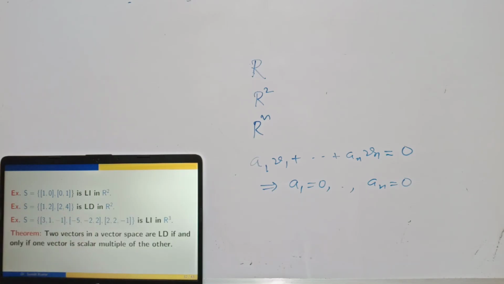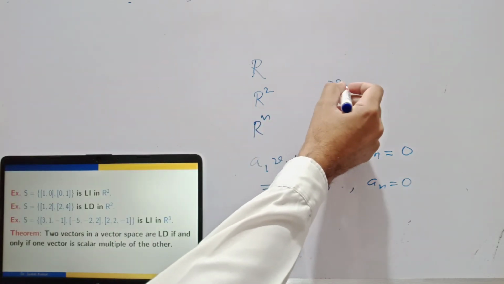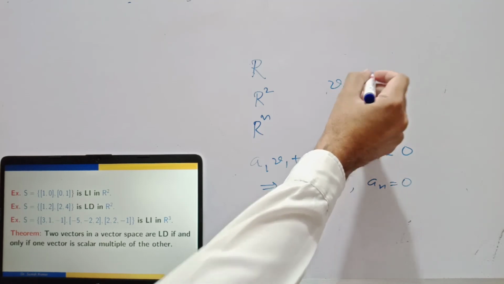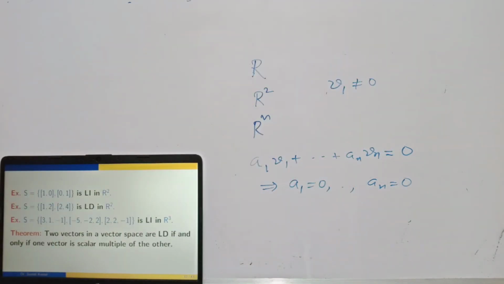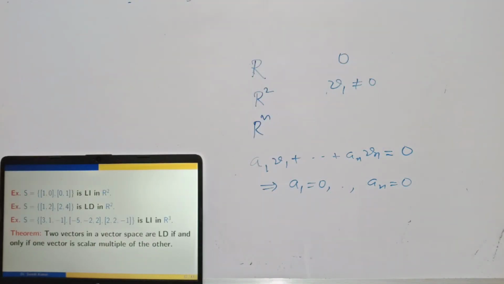In case of R2, R3, etc., you get a homogeneous system of linear equations in the variables. So you can apply that RREF approach to get the solution. Two vectors are linearly dependent if one is a scalar multiple of the other. A single non-zero vector is always linearly independent. Okay, the zero vector is always linearly dependent.